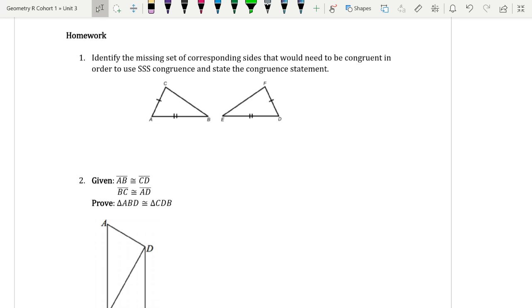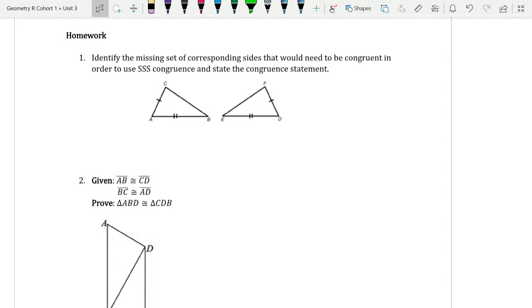All right, welcome to the video for the homework assignment for lesson number 1. In lesson number 1, we first introduced you to proofs, how we can show proofs, and we showed a basic form of how we can prove two triangles are congruent, which is called the side-side-side congruence relationship.